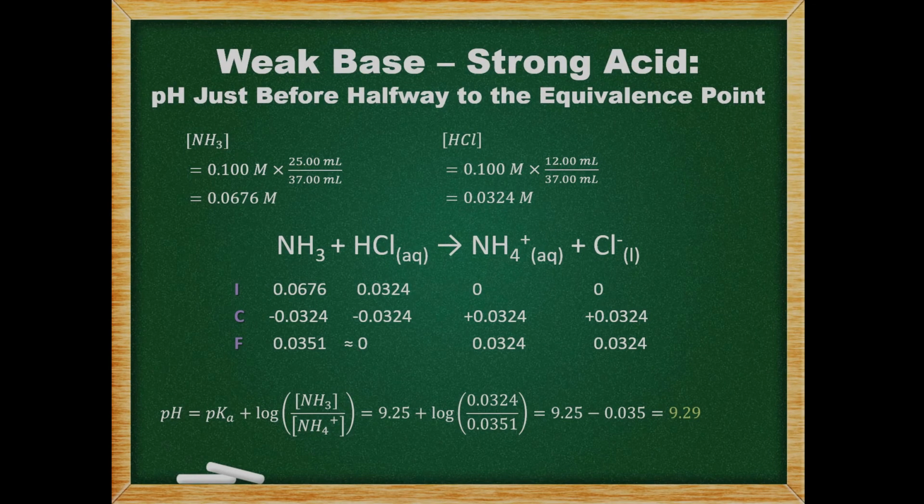Getting the pH just before halfway to the equivalence point is basically like what we did for the weak acid. Keep in mind, if we were to solve for the pH after adding some other given volume of strong acid that wasn't one of the 4 key points we've talked about, we would likely use an ICF box as well. For instance, if it was 10 milliliters or 50 milliliters of acid that was added, we would use an ICF box.